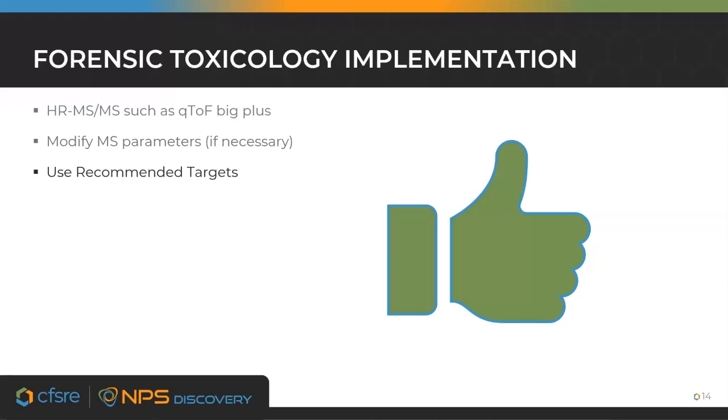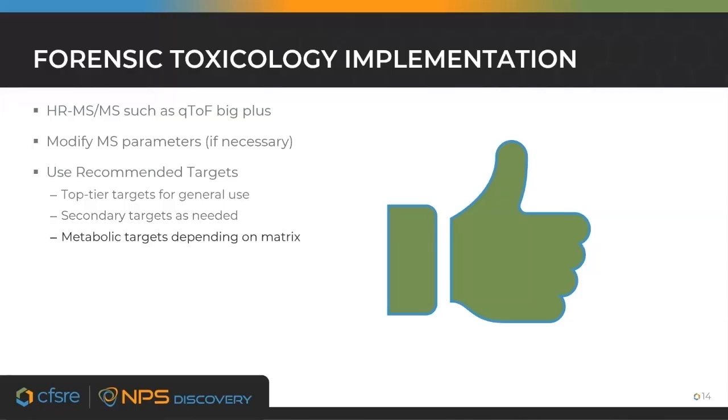So I will show you some recommended targets for this, top tier targets for general use, and depending on the compounds you may see in your local casework, you may need to incorporate secondary targets as well. Depending on the matrix chosen, you may even incorporate metabolic targets. So if urine is the matrix, then a neutral loss of glucuronic acid would be an ideal target. The neutral loss associated with that is 194.14 rounded to 10 millidaltons. So that would be the target used for detecting a glucuronic acid neutral loss. So if a urine matrix is appropriate, that may be a good workflow as well.